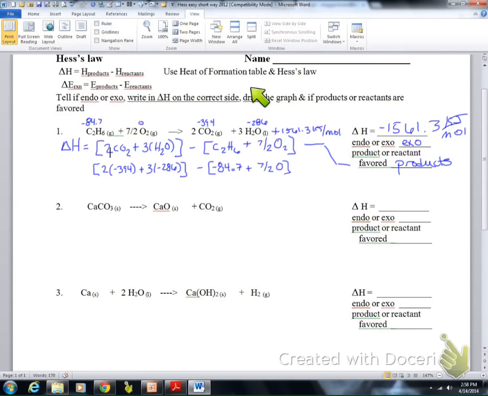So those are all the things that you need to do to get your full points for doing all of these problems. The rest of this assignment should be on your own. Please make sure that you are showing all of your work.